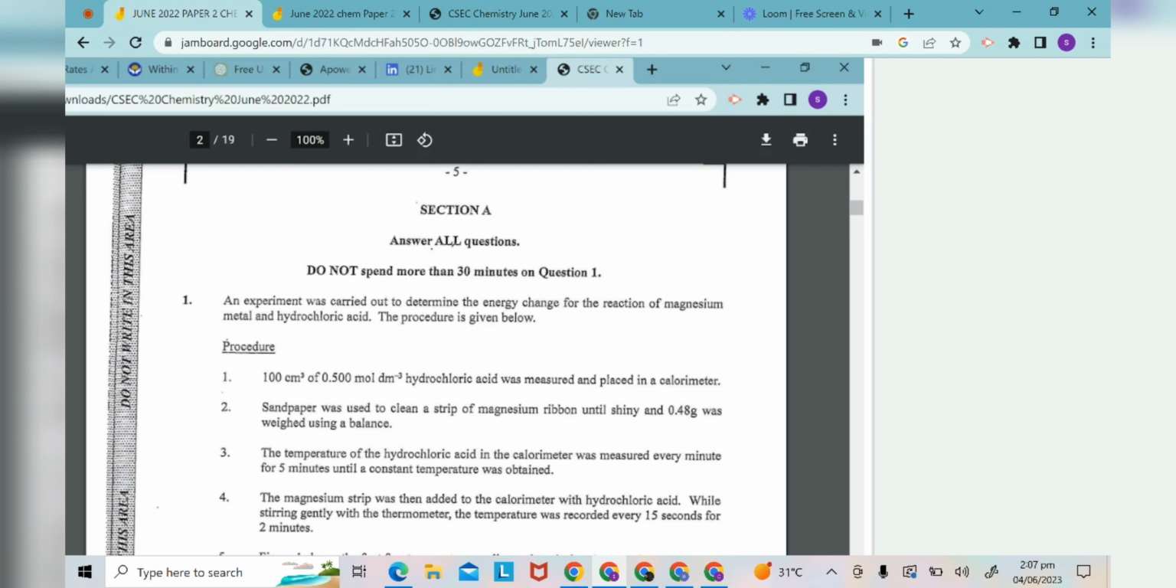Sandpaper was used to clean a strip of magnesium ribbon until shiny, and 0.48 grams of this was weighed using a balance. And then the temperature of the hydrochloric acid in the calorimeter was measured every minute for 5 minutes until a constant temperature was obtained. The magnesium strip was then added to the calorimeter with hydrochloric acid while stirring with a thermometer. The temperature was recorded every 15 seconds for 2 minutes.